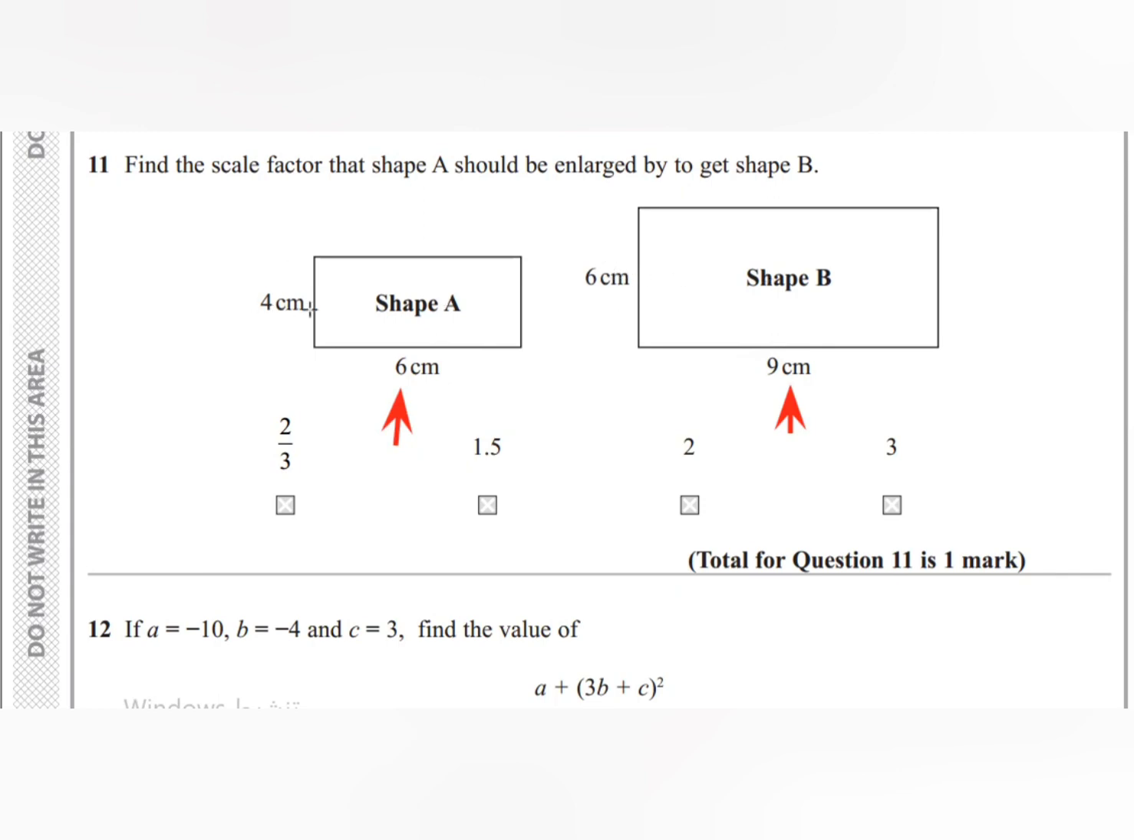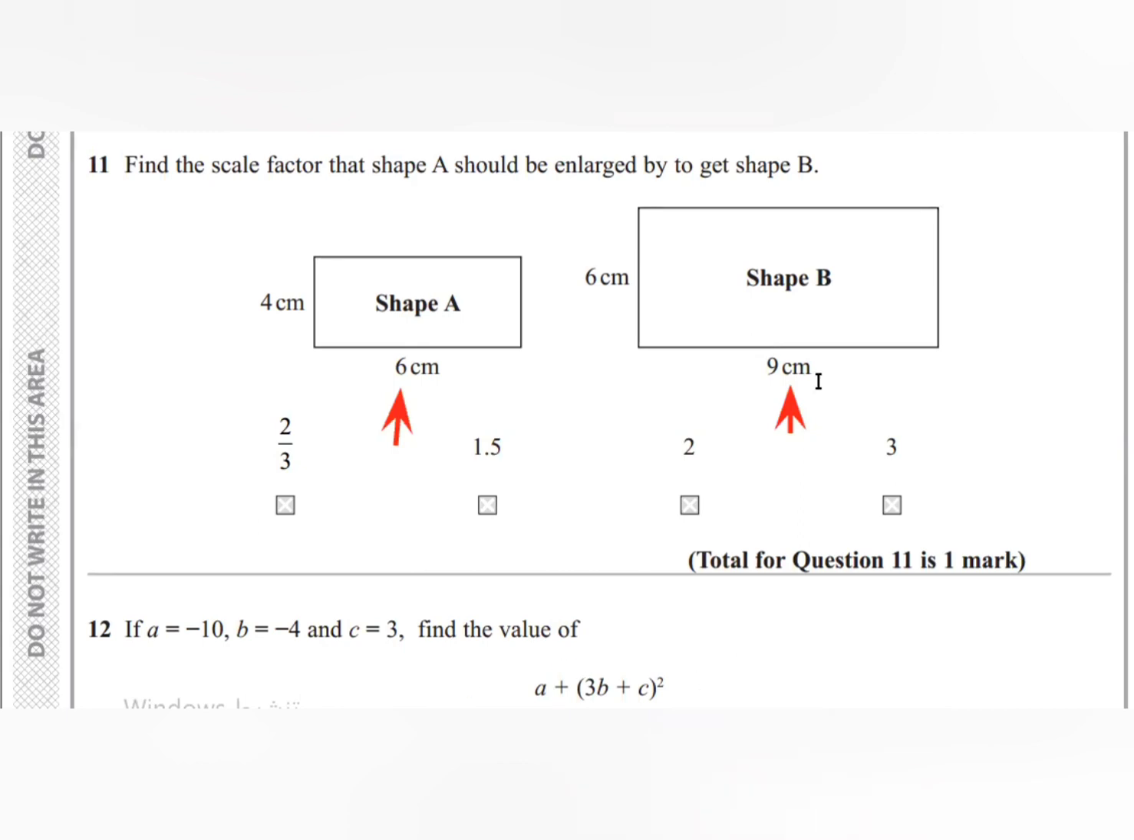So these are corresponding. Corresponding means same sides, different shapes. For example, this is the base, so this is the base of the other shape. So these are corresponding sides. Now, by dividing corresponding sides by each other, you will get the enlargement or the scale factor of enlargement.